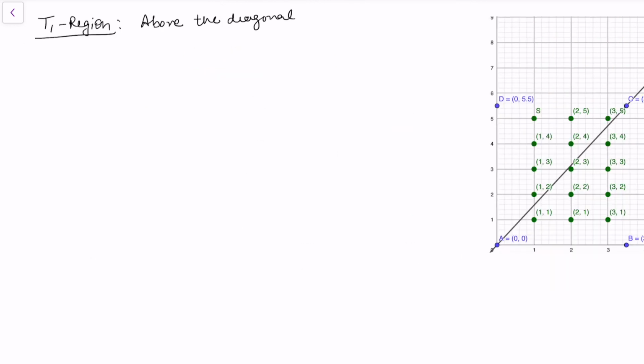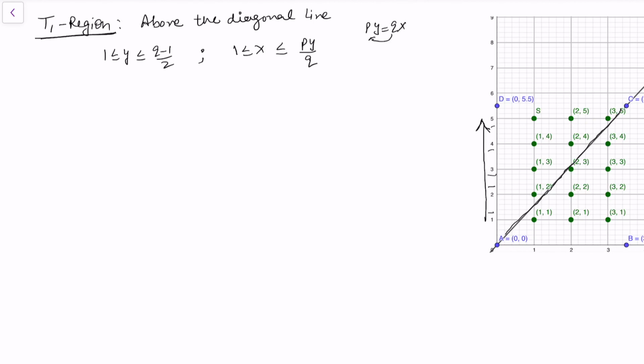In the similar way, count the points in the T1 region, that is above the diagonal line. In this case, because it is above the diagonal line, y is a fixed quantity, and accordingly x depends upon the diagonal line. So let's keep y varying between 1 to (q minus 1) by 2, and because of the line py is equal to qx, x now varies less than or equal to py by q. So from here, take the q in the denominator. And again, in the example, suppose p was 7 and q is 11.